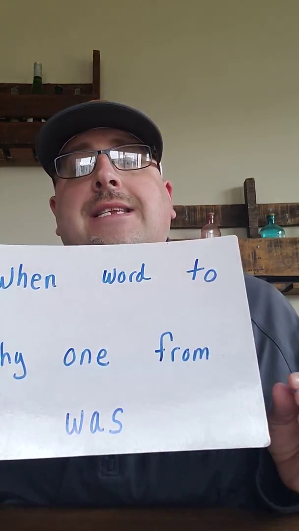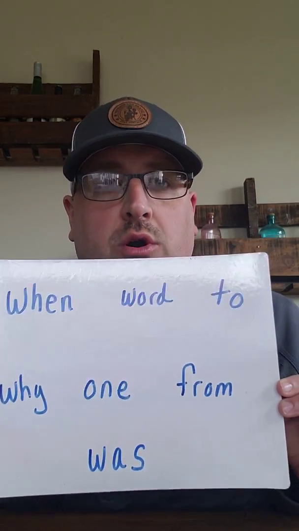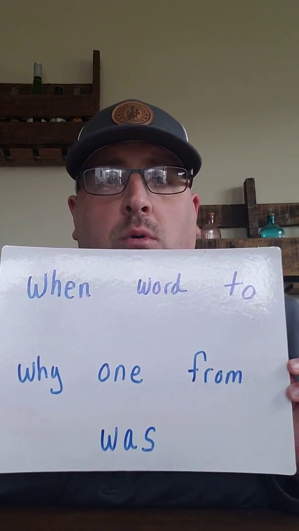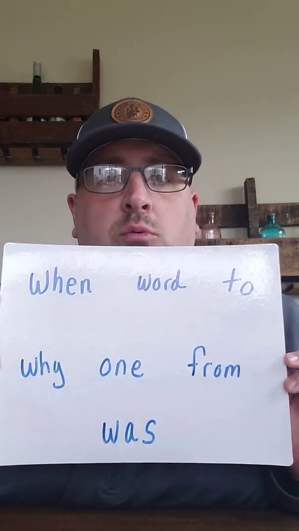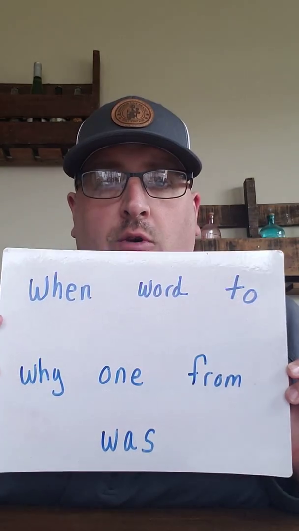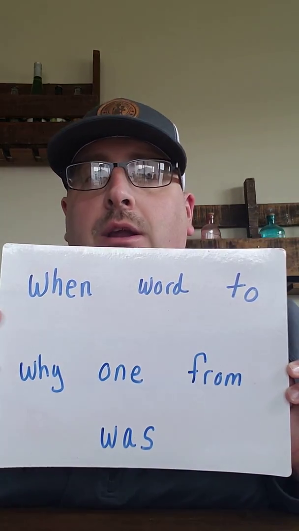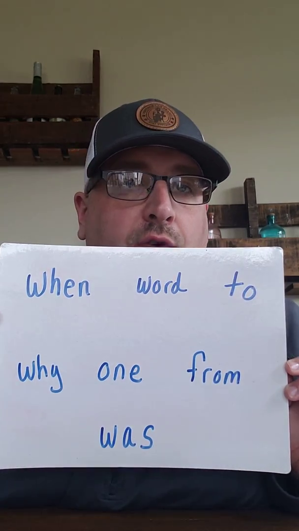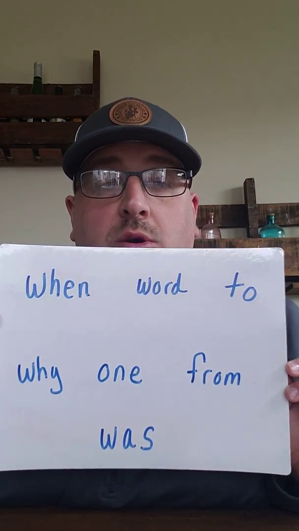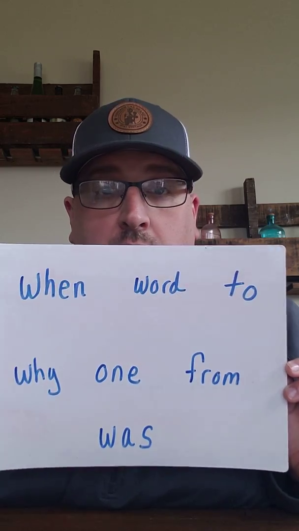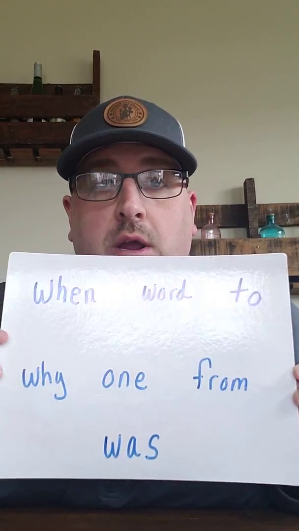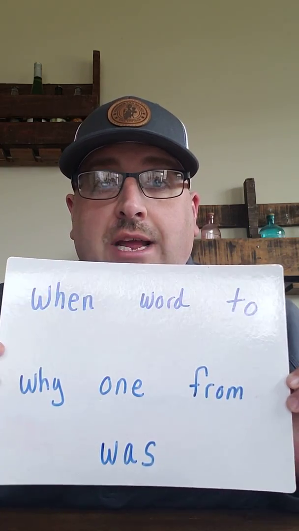Your job today is to write these words one time. Get a scrap piece of paper or whatever you have at home and write these words down one time for me. Here they are right here. When, word, to, why, one, from, and was. Write those down and practice those. These are the tricky words. Make sure you're writing. You got to keep writing as we're home from school. So make sure you get those done.